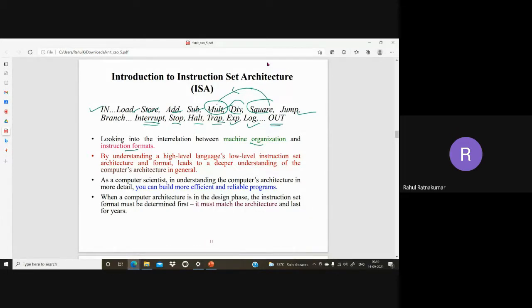Okay, so now we are talking about how understanding a high-level language, low-level instruction set architecture formats leads to a deeper understanding of computer architecture in general, right? If you read the instruction set of any processor, you can understand what structures it has in its hardware. As a computer scientist, understanding computer architecture in more detail, you can build more efficient, reliable programs. Definitely, when you know the hardware, what you're doing, what the step-by-step instructions are, how the data flow is happening, you can write better programs which are more efficient, faster, less power consuming, and take fewer resources also.